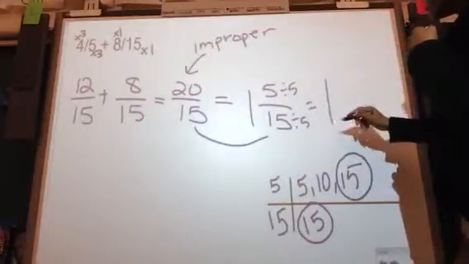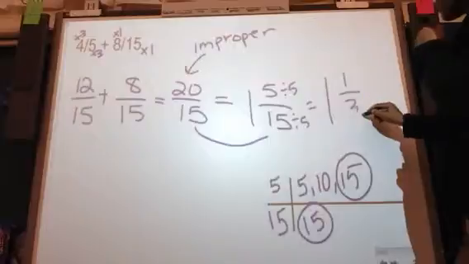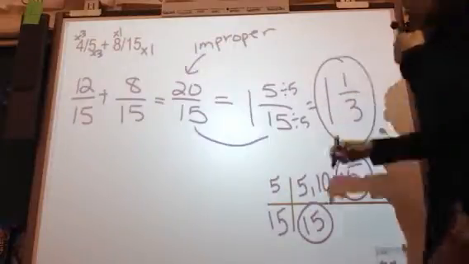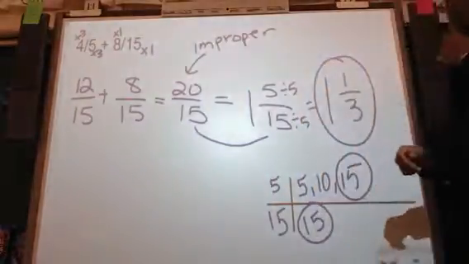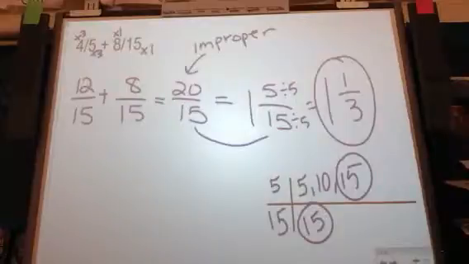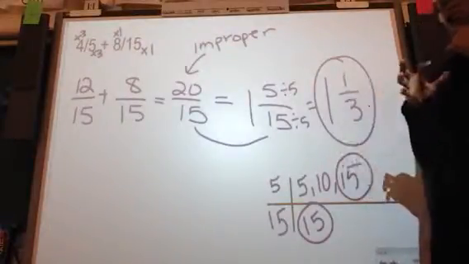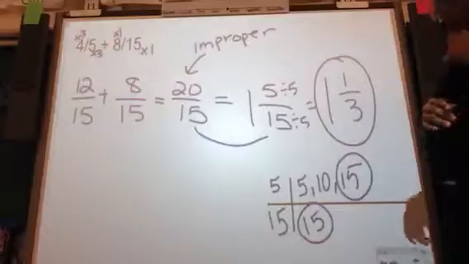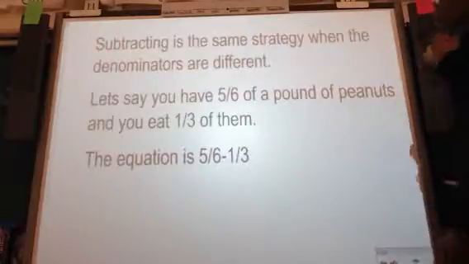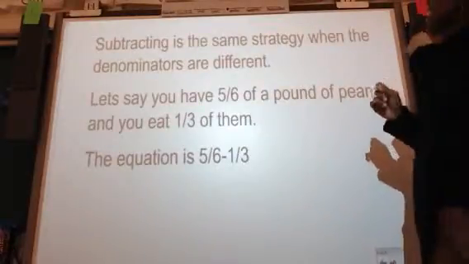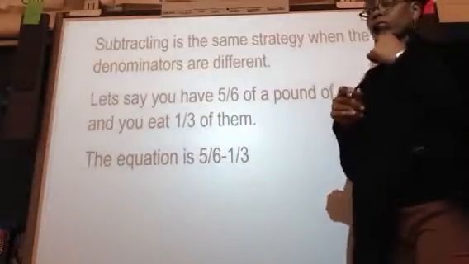So this is 1 and 1/3. So for how many miles you ran all together? You ran a total of 1 and 1/3 of a mile. Okay? If you want to practice that again, just pause the video, practice it, and then watch the video, see how you do. Alright? Subtracting is the same strategy when the denominators are different.